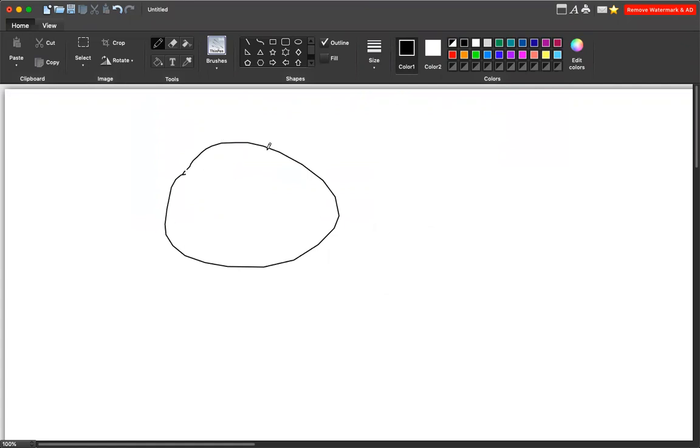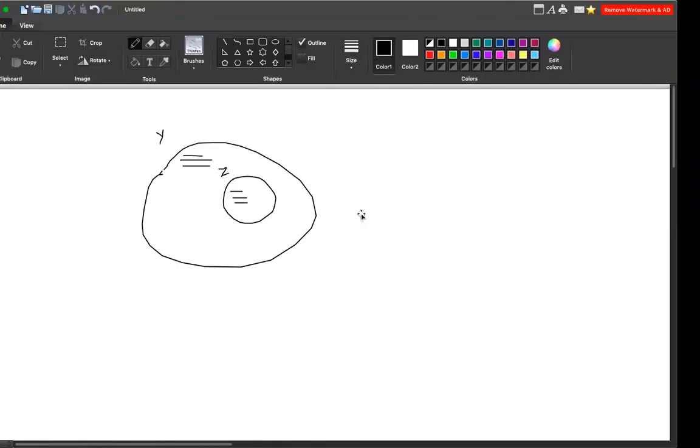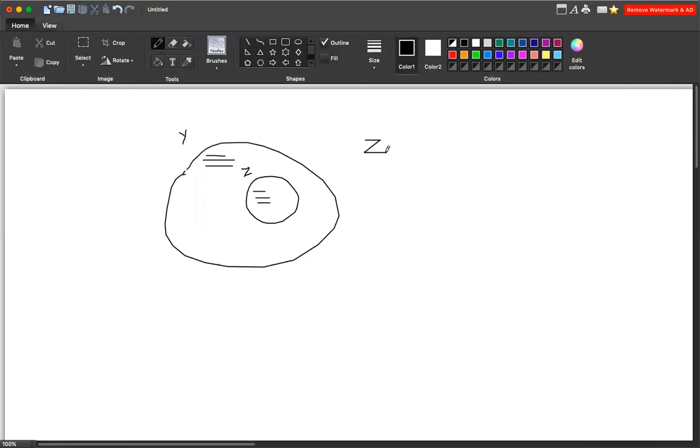So let's say I can list down all the websites that are in the set Y. There are so many of them in the set Y. But here, Z is a smaller set of Y, which contains the websites that are both in Z and Y. So is Z a subset of Y? Yes, Z is a subset of Y. Y has everything that Z has.